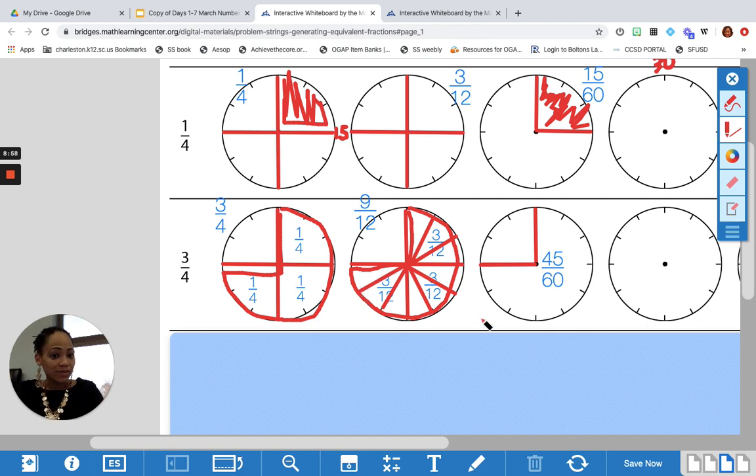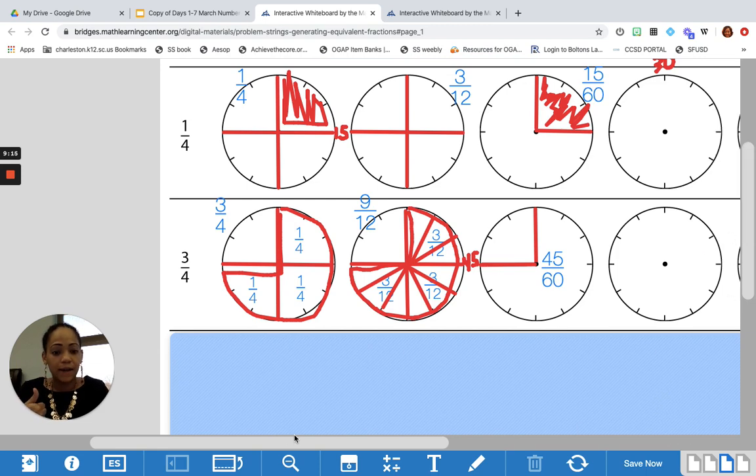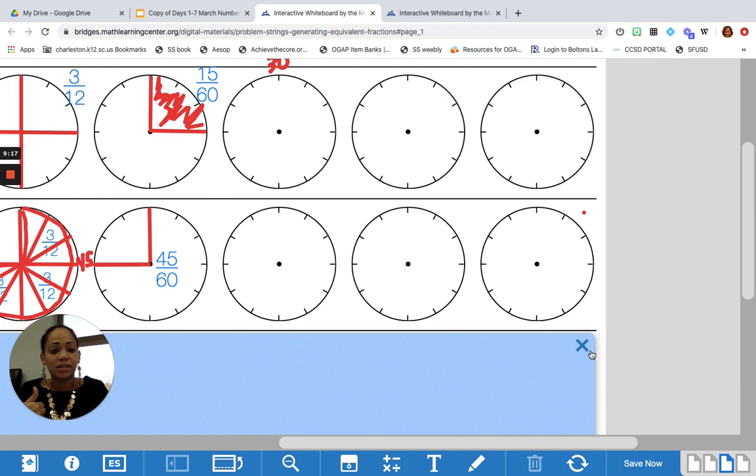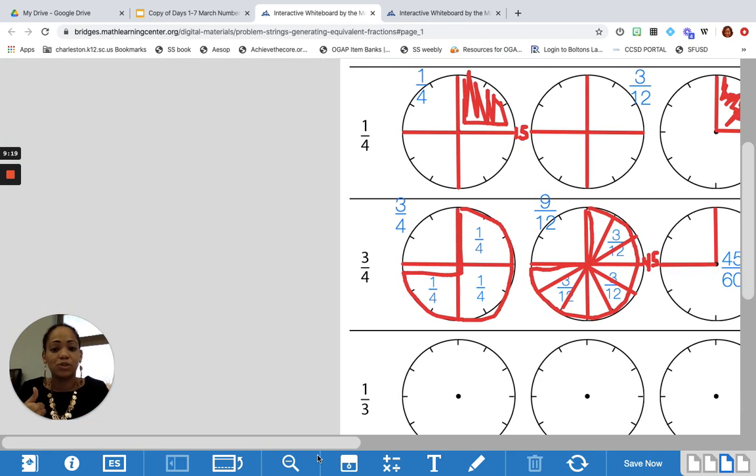And then the last one, very easy. When I go 3/4 of the way around a clock, I land at 45 minutes, which is on the number 9. That stands for 45, because 9 times 5 is 45. Then I get 45/60ths. We good? All right. Next one. It's getting a little more challenging, but you can do it.